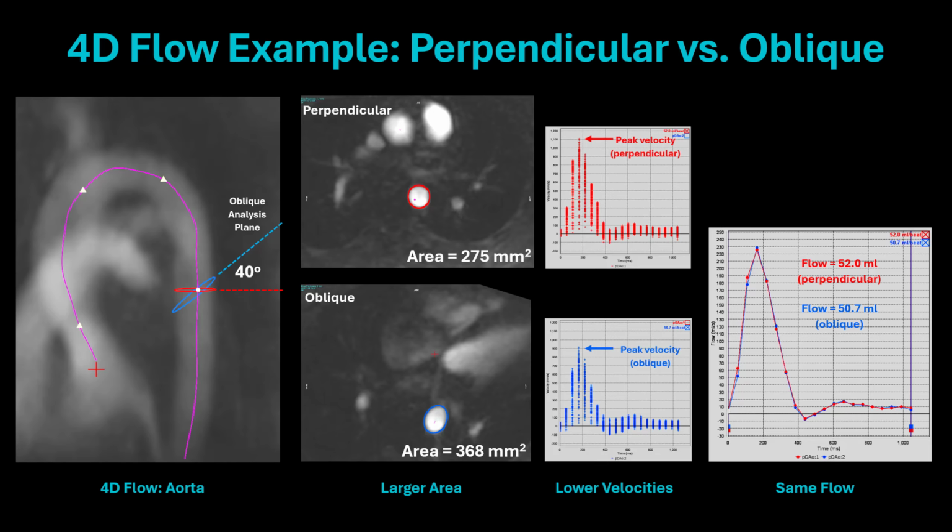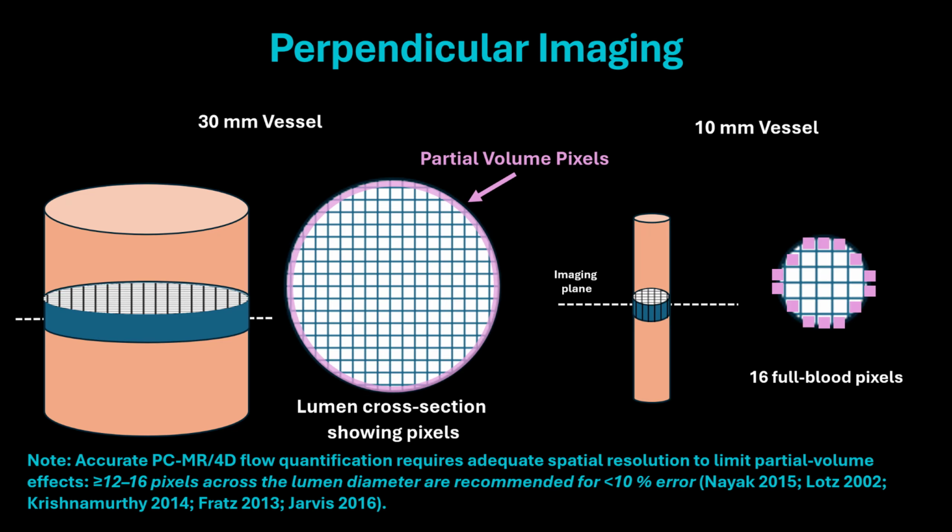So why does the old rule, image perpendicular to flow, exist? Here's why. In a large vessel, most pixels lie fully within the lumen. Only a thin rim at the boundary contains partial volume pixels. In a smaller vessel, far fewer pixels are fully blood-filled. In this example, there are 16. Simulation, phantom, and clinical studies suggest that accurate flow measurement requires 12 to 16 fully sampled lumen pixels.